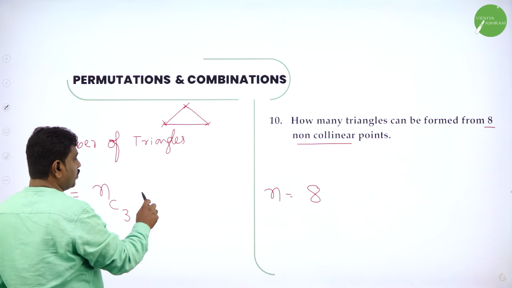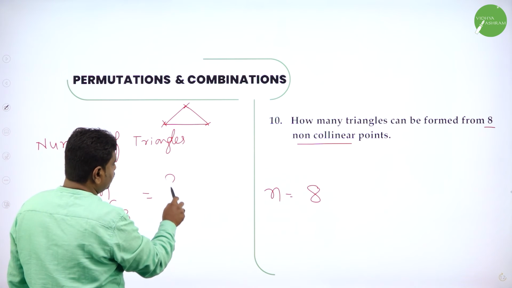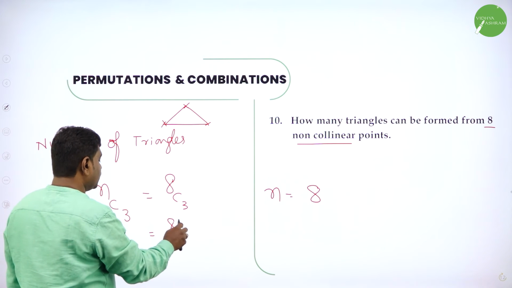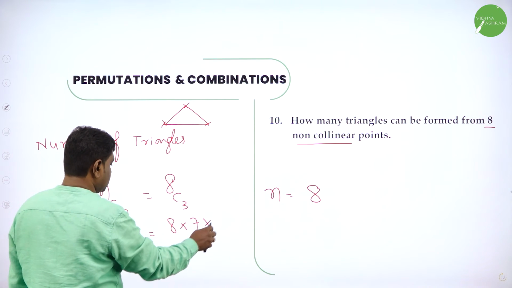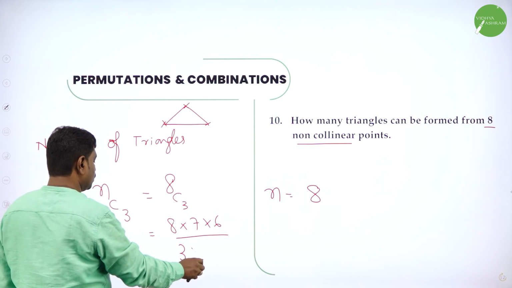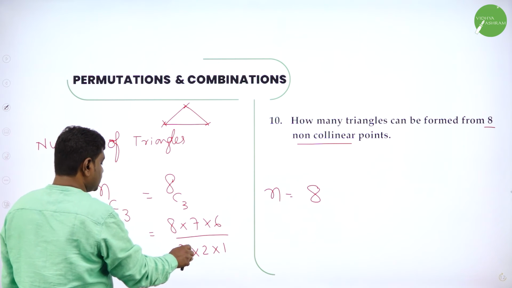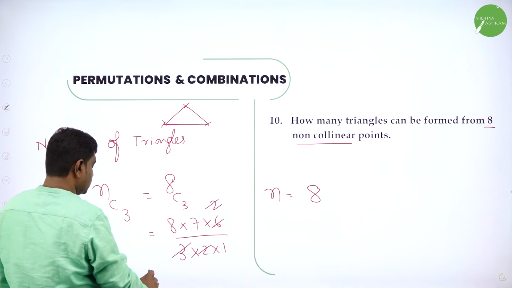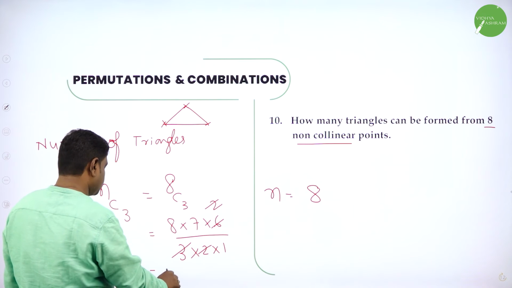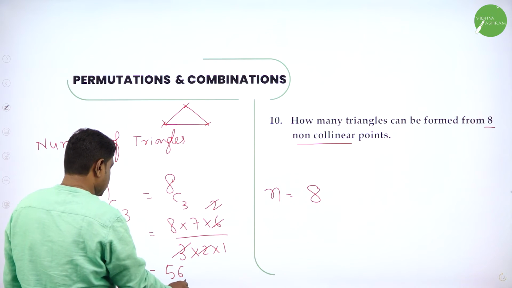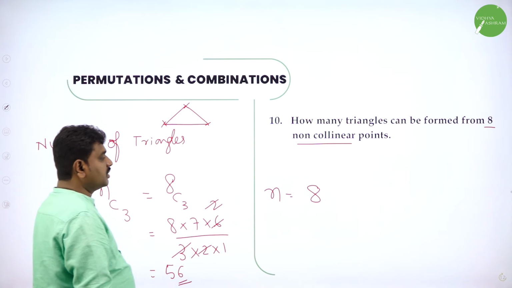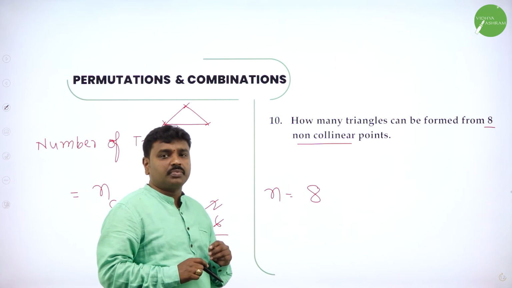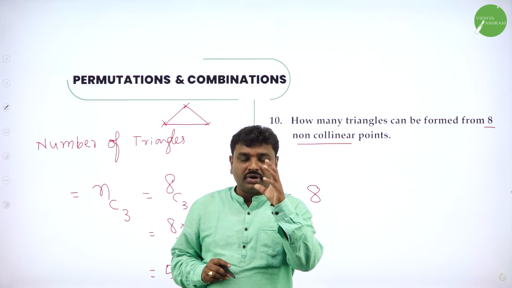So how many points are there? 8 points. Combine 3. So select 3 and combine them. 8 into 7 into 6 divided by 3 into 2 into 1. 3 ones are 3, 3 twos are 6, and it cancels. Now 8 into 7 is 56. So you can form 56 triangles from non-collinear points. Now I hope all of you understood this.